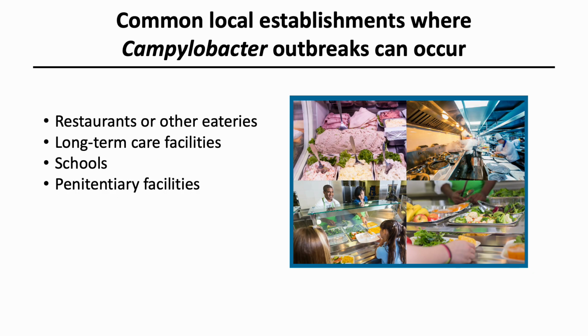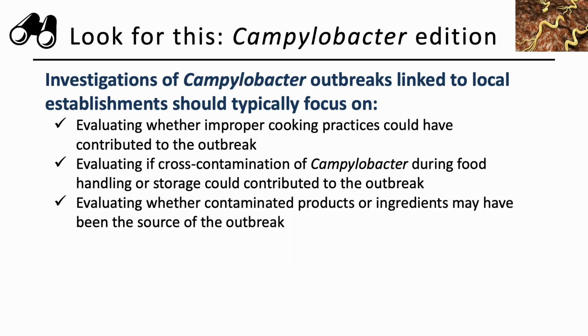Common local establishments where Campylobacter outbreaks can occur include restaurants and other eateries, long-term care facilities, schools, and penitentiary facilities. When investigating Campylobacter outbreaks linked to local establishments, there are a variety of areas where environmental health investigators may need to focus their investigation efforts. These include evaluating whether improper cooking practices have contributed to the outbreak, evaluating if cross-contamination of Campylobacter during food handling or storage could have contributed to the outbreak, as well as evaluating whether contaminated food products or ingredients may have been the source of the outbreak.